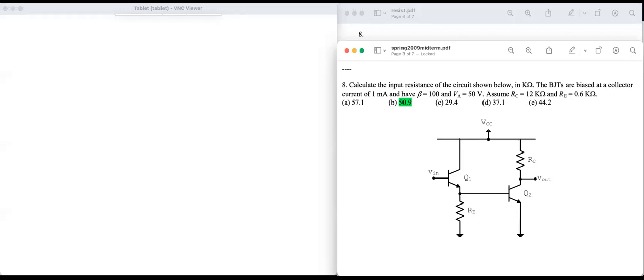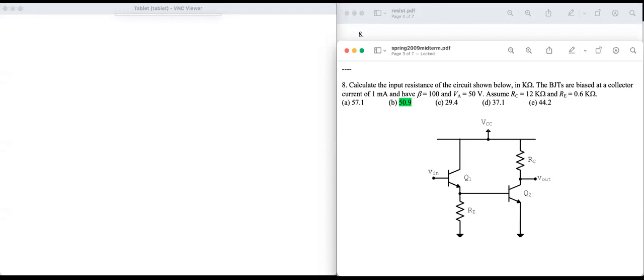Okay, here's the BJT example. Exercise the BJT now, two of them. Calculate the input resistance of the circuit shown. The BJTs are biased at a collector current of 1 milli, have beta equals 100 and VA 50. RC is 12 and RE is 0.6. And I want to find the input resistance of a BJT.